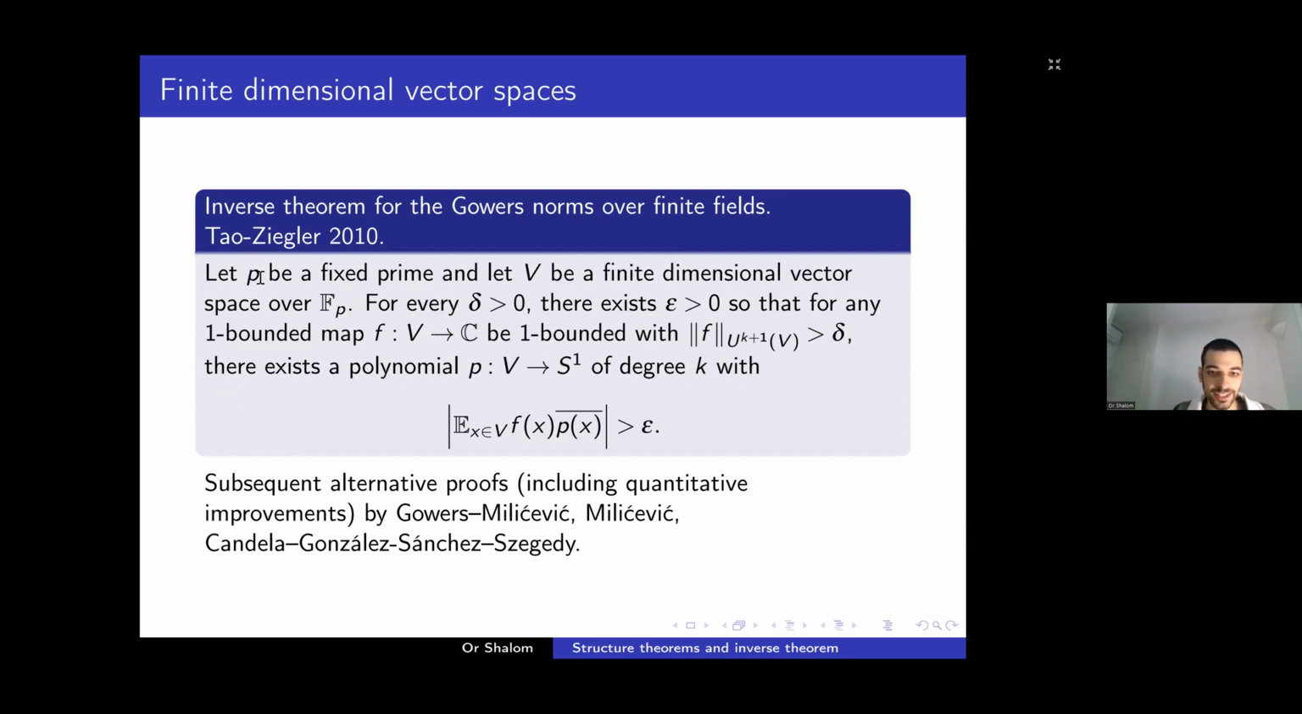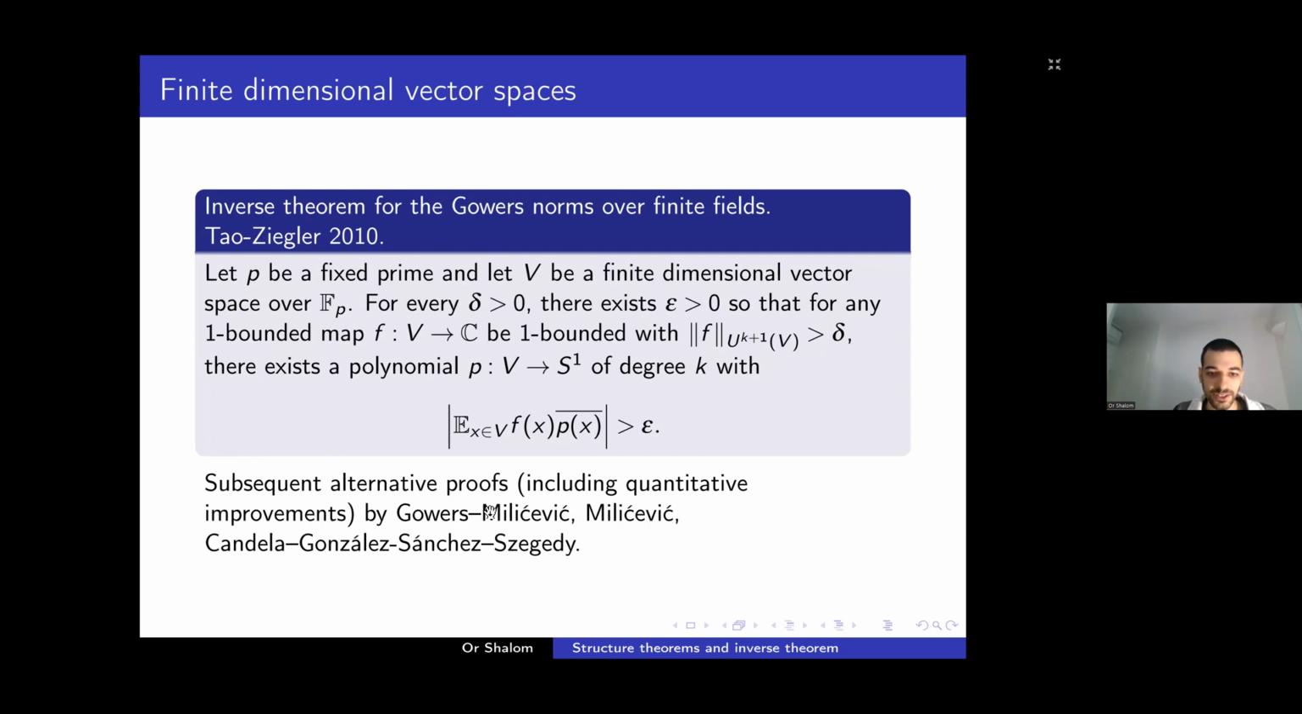So for any characteristic p, if you take a finite dimensional vector space over F_p, for every delta, there exists epsilon, so that if you have a bounded function which has large Gowers norm, you can find a polynomial of degree k with large correlation. And there is no assumption on the characteristic. You always get a polynomial of the right degree. And nowadays we have multiple different proofs and even some quantitative bounds on how epsilon depends on delta.